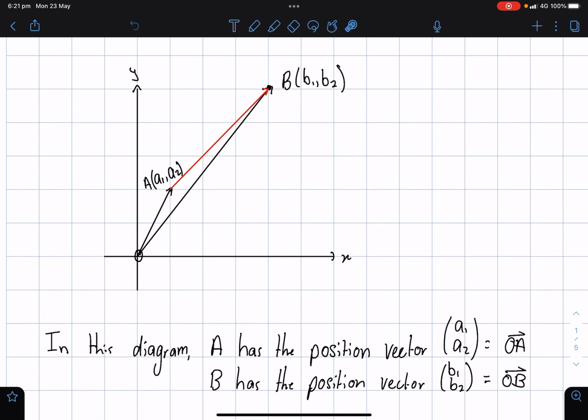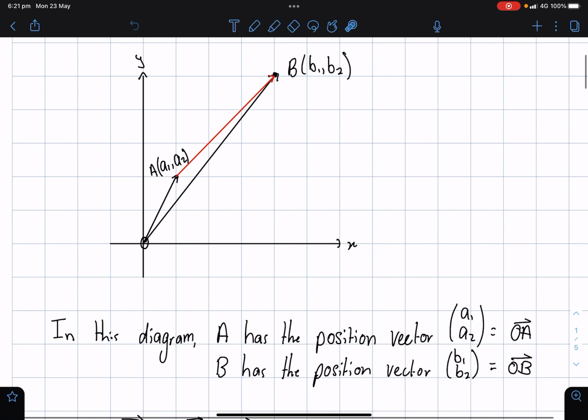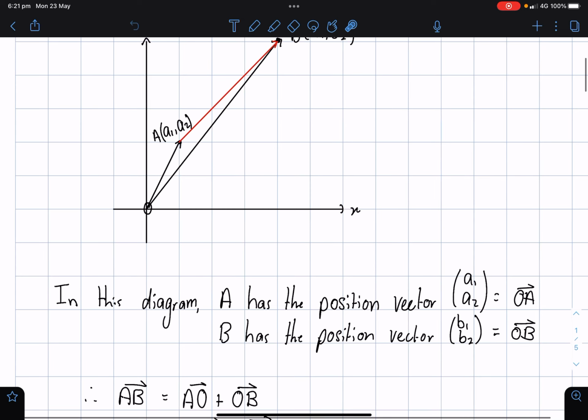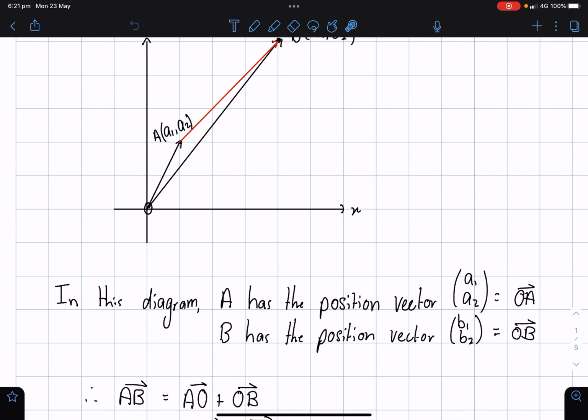All right, so now if we're wanting to find this AB here, remember we're having to add tip to tail. This is our resultant vector, we start at our tail and we work our way around to the tip. So if we're starting at the tail, then we need to go down to O. So this is actually going to be the vector AO. Then we're going to add the vector OB, all right? So that's what I've written here. So AB is equal to AO plus OB.